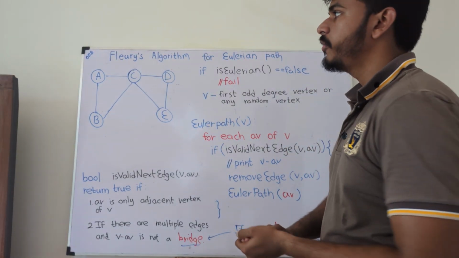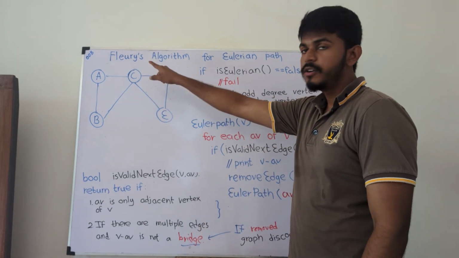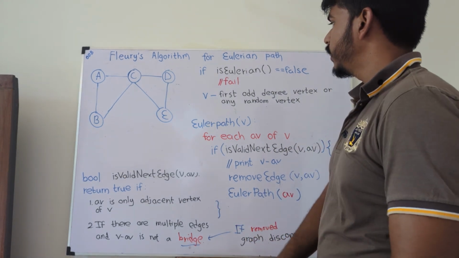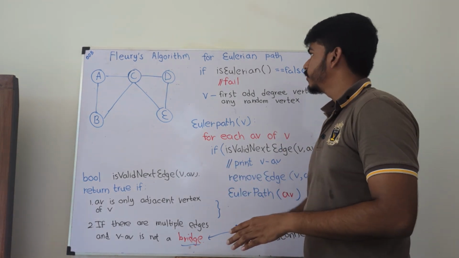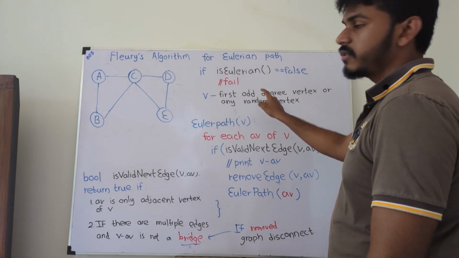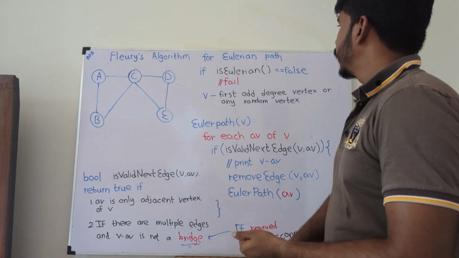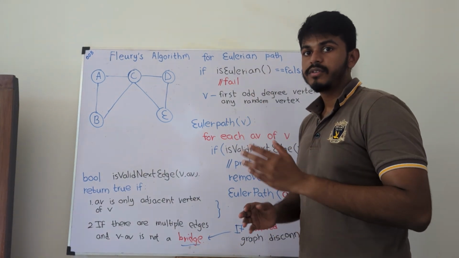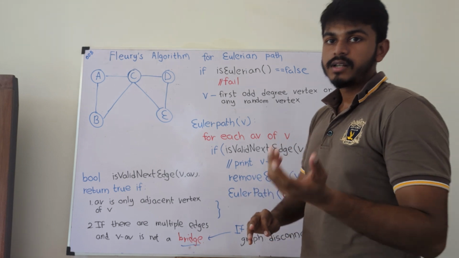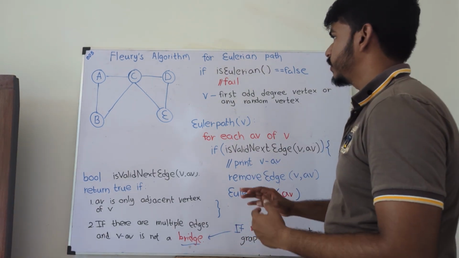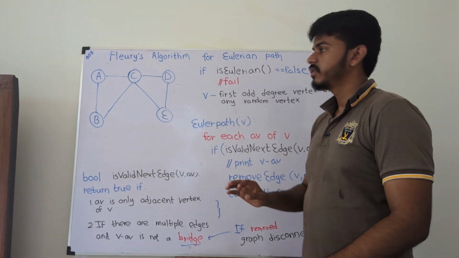Now we will see how we can print an Euler path or a circuit. To do that, we have an algorithm called Fleury's algorithm. When we run this algorithm, first we are going to check whether the given graph is Eulerian or not. How can we do that? By taking the degree of each vertex. If the number of odd degree vertices is 0 or 2, then that graph is Eulerian. Then we can continue with these functions. If it's not, then the function stops.